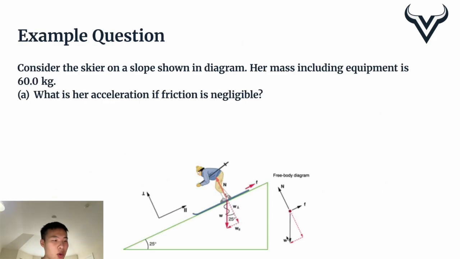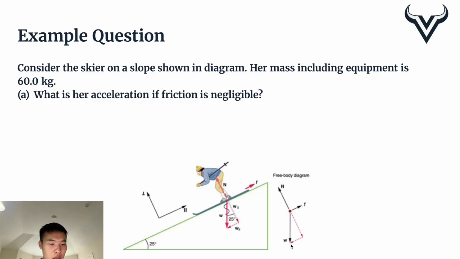Let's look at an example question. Consider this diagram where it shows the skier skiing down a mountain. Her total mass, including equipment, is 60 kilograms. What is her acceleration if the force of friction is negligible? Let's first look at the free body diagram. We can see that the forces are listed here, and since in part A, the force of friction is negligible, we can ignore this small component here.